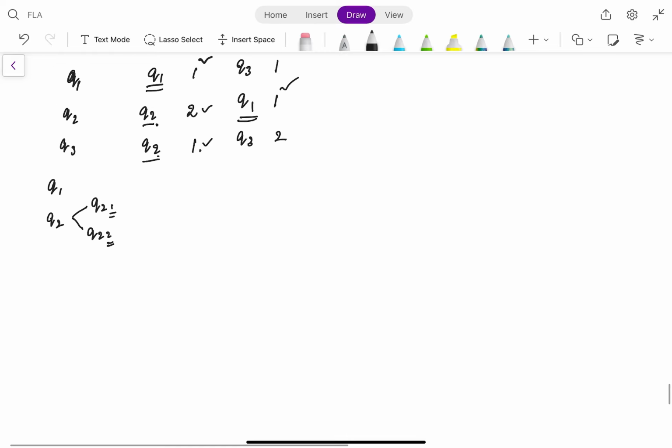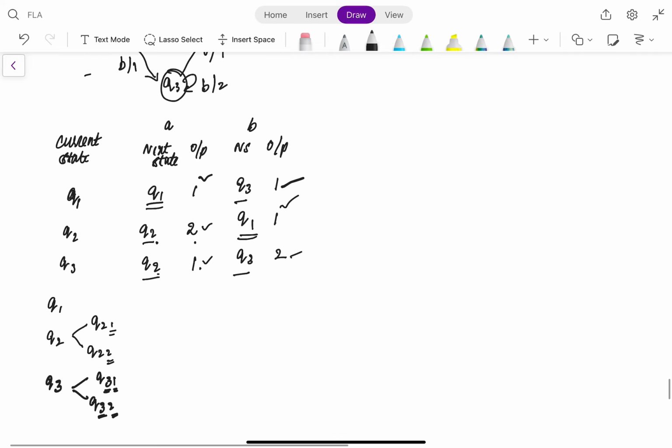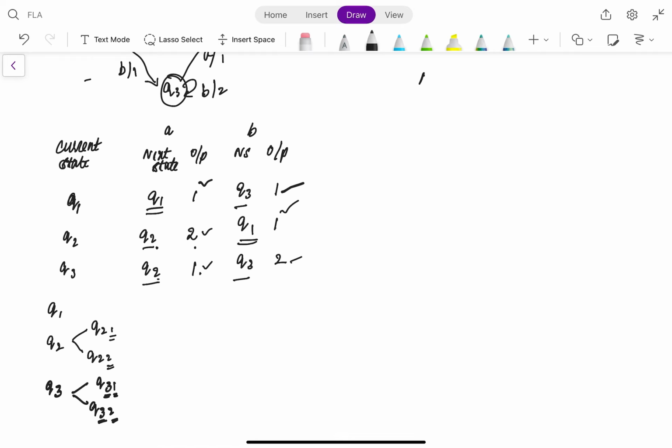Q21 and Q22. Okay, now go to Q3. Q3 also occurs in two places with two different outputs. So you split Q3 also into two: Q31, Q3 with output 1, and Q32, Q3 with output 2. Okay, now draw the transition table for the Moore machine.